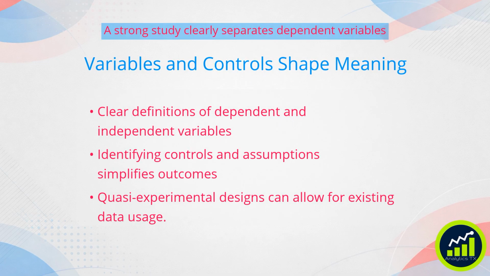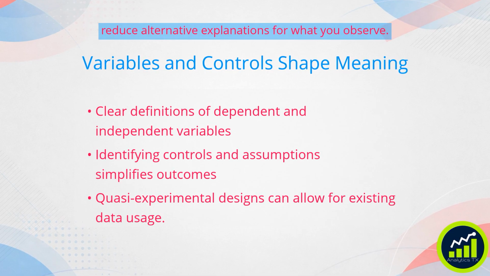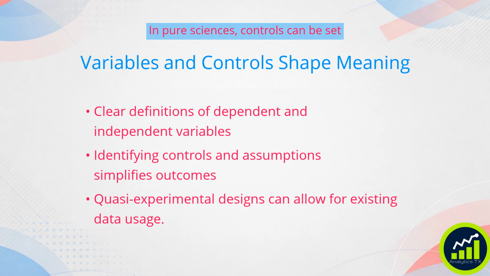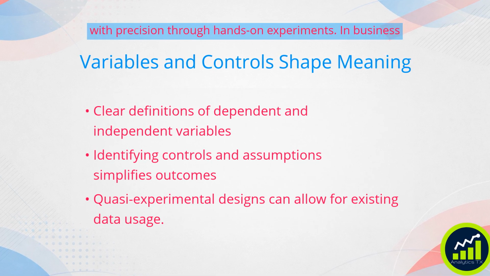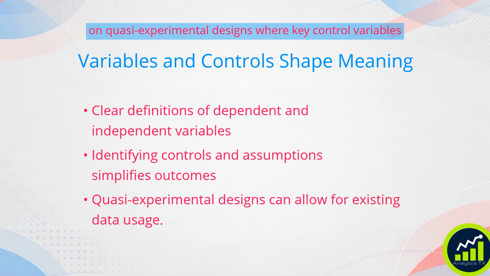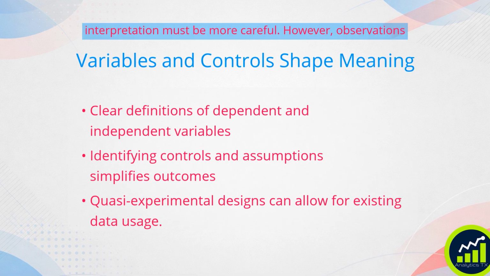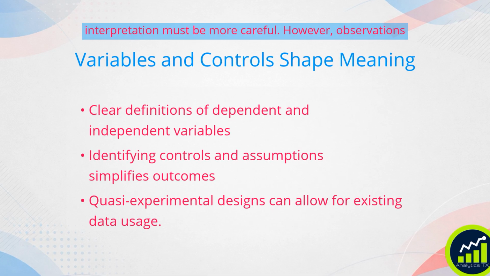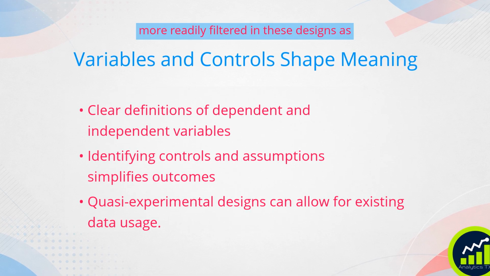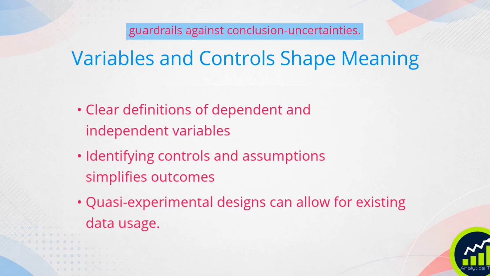A strong study clearly separates dependent variables from independent variables. Controls matter because they reduce alternative explanations for what you observe. In pure sciences, controls can be set with precision through hands-on experiments. In business and social science, one must often rely on quasi-experimental designs where key control variables are not fully under your control, so interpretation must be more careful. However, observations collected over time or geographies can be more readily filtered in these designs, as long as statistical interpretation controls act as guardrails against conclusion uncertainties.